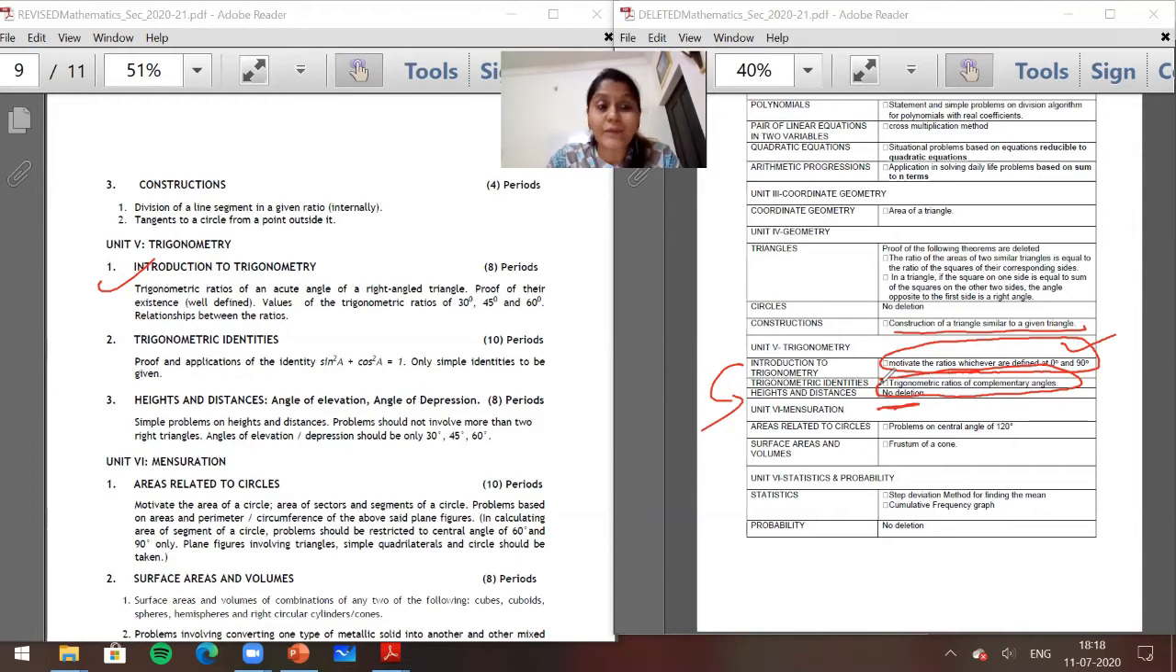Then the next part, very important, the identities part. Yes, three identities are there. Sine square plus cos square equal to 1. 1 plus tan square is equal to sec square, and 1 plus cot square is equal to cosec square. So all these simple identities are there. There is no deletion from this part.